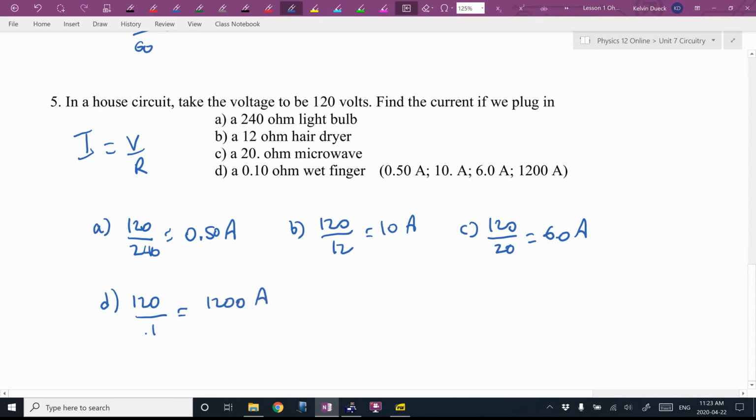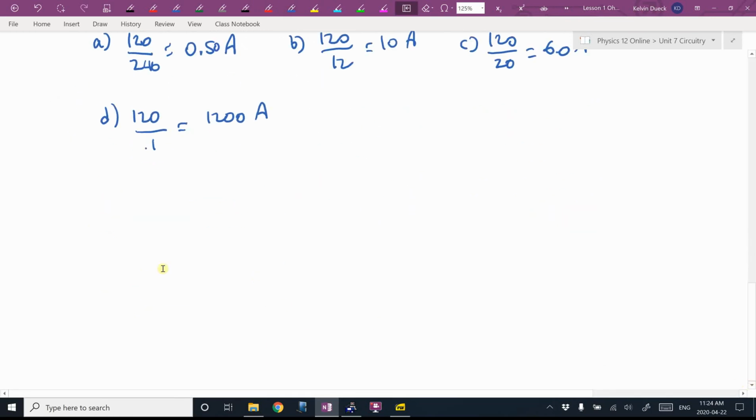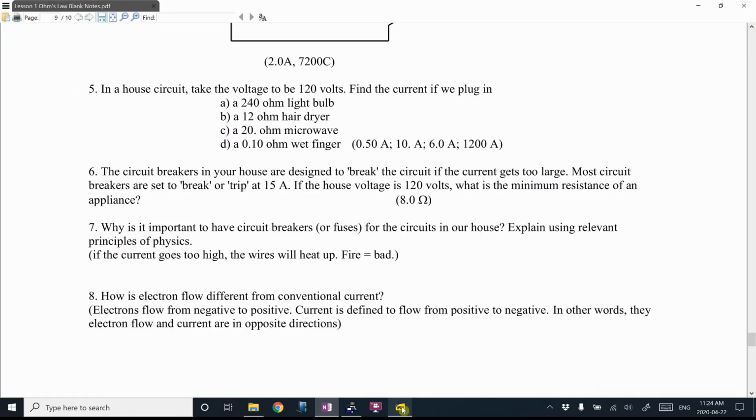Now, the reason the resistance is so low is because the finger is wet. If the finger was nice and dry, you have a pretty reasonably high resistance in your skin. It's why you can touch the ends of a battery and you don't get a shock going through your skin. Next one, number 6.